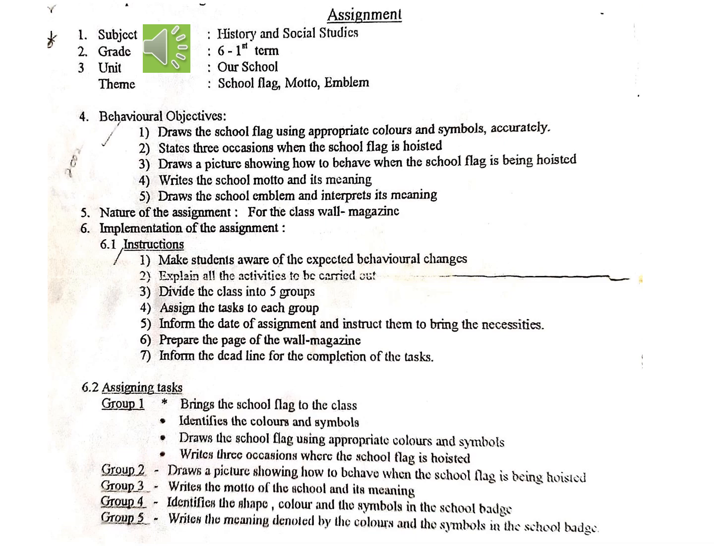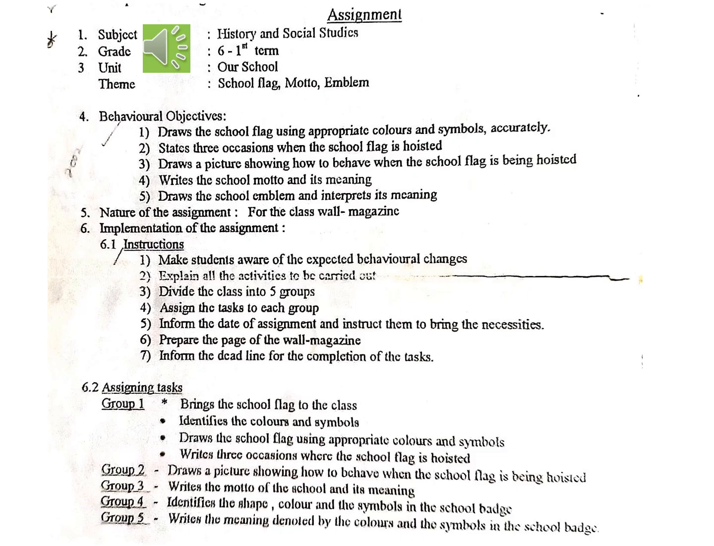Prepare the page of the wall magazine. Right, so the wall magazine, that page includes the school flag and details, motto, and the emblem, the details. Inform the deadline for the completion of the task. Right, if it's 1 week or 3 days or 40 minutes, the deadline should be informed. Then they will complete, right?